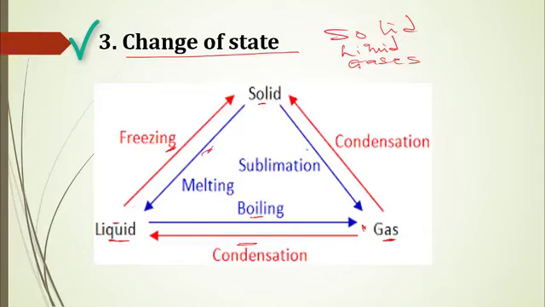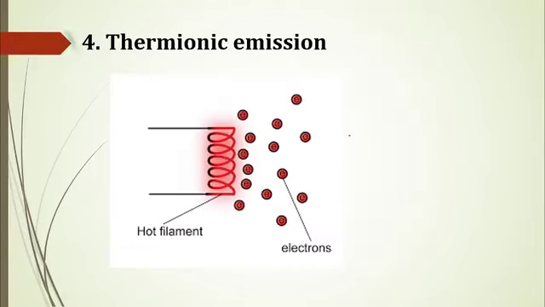Also, when solids undergo a process called sublimation, they turn to gas. Sublimation is a process where solids can change directly into the gaseous state without going through the liquid process. So they become gas. And when gases undergo condensation, they become solids. And then we have thermionic emission. Thermionic emission simply refers to the emission of electrons from the surfaces of hot metal.